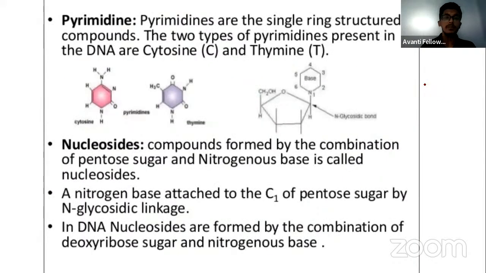Next, coming to pyrimidines, they are made up of a single cycle. That means a single ring is present in their structure. So what type of ring? It is a pyrimidine ring, as I told you. So this ring is called a pyrimidine ring. What are the examples for pyrimidines? The rest of the nitrogenous bases. So apart from adenine and guanine, who are the other ones? Cytosine, thymine, uracil, all of them belong to the pyrimidine structure.